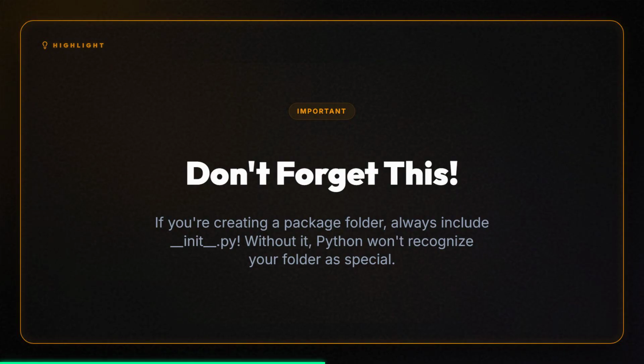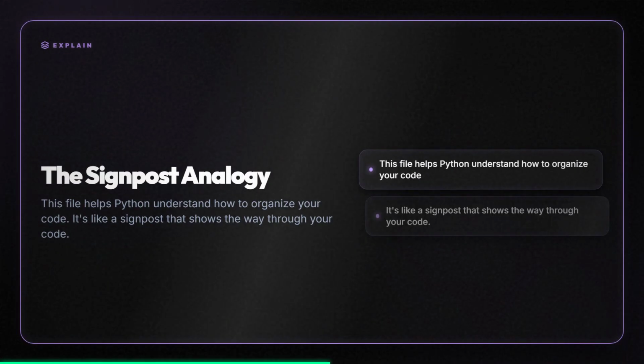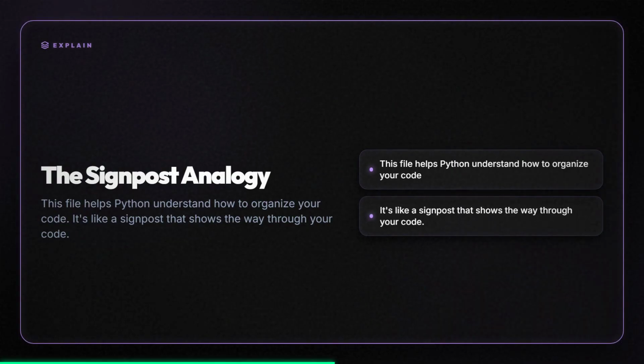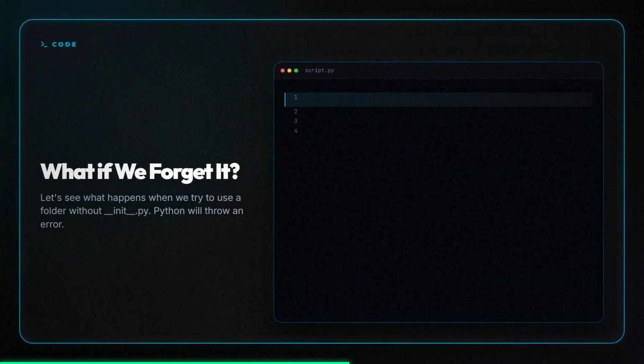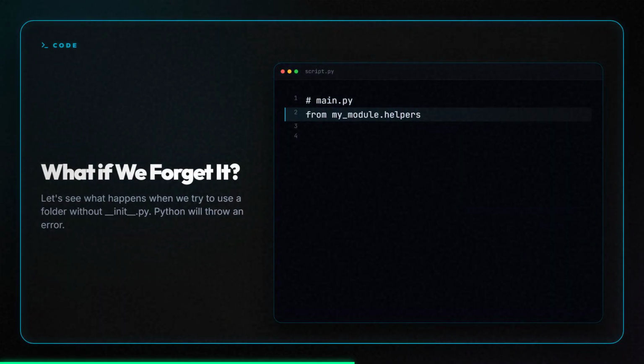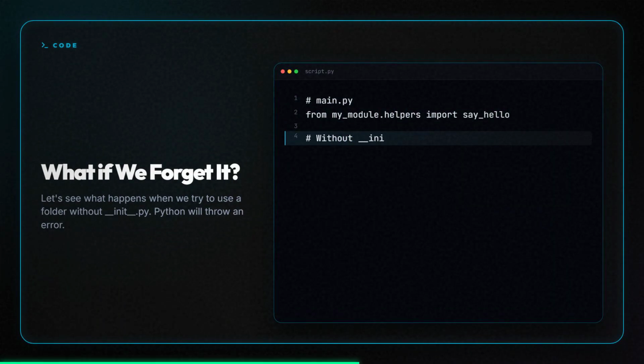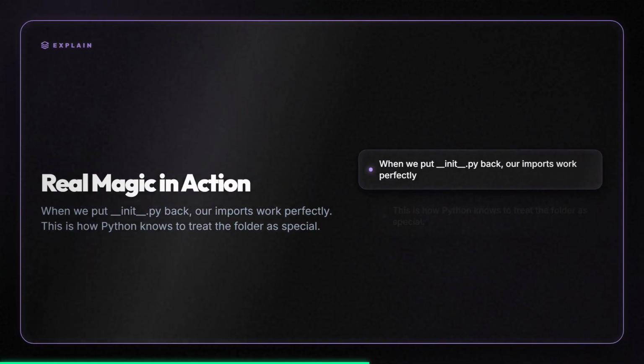This file helps Python understand how to organize your code. It's like a signpost that shows the way through your code. Let's see what happens when we try to use a folder without __init__.py. Python will throw an error. When we put __init__.py back, our imports work perfectly. This is how Python knows to treat the folder as special.